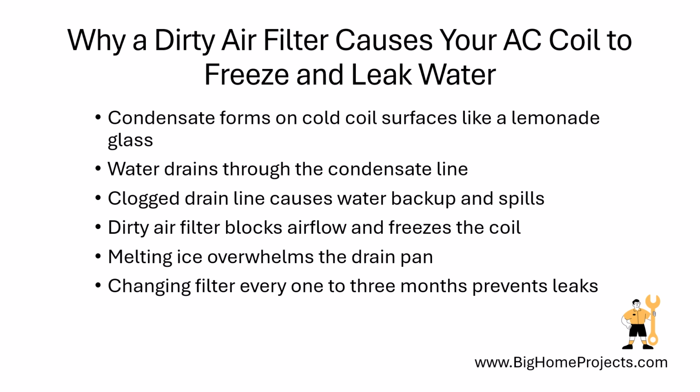Think of your air conditioner like a cold glass of lemonade on a hot day. When warm air touches the cold parts inside the unit, water forms on the surface, just like the drops that form on the outside of that glass. That water is supposed to drip down into a little pan and then travel out through a small tube called the condensate line, kind of like a straw for water instead of lemonade. But if that straw gets clogged with dirt, mold, or gunk, the water backs up and spills out instead of draining away like it should.